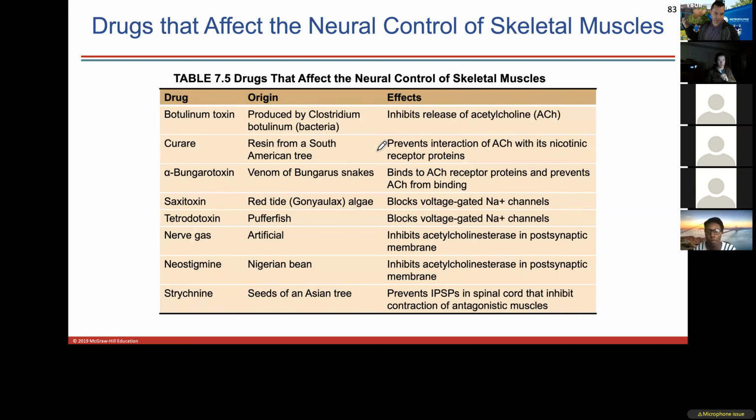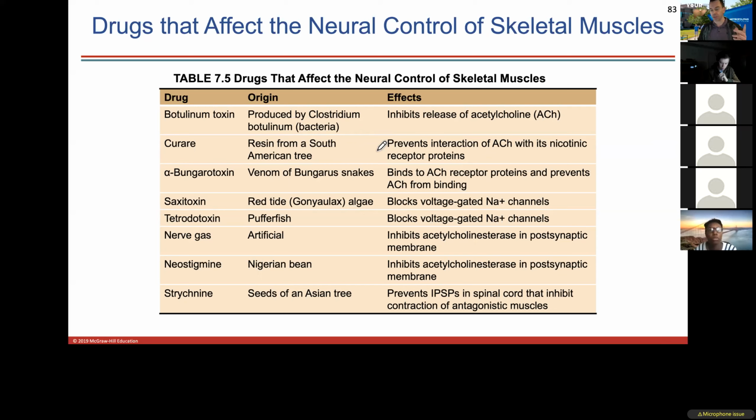I'm not going to ask you, but if you wanted to mess around with some nerve gas this weekend, you can see what it does. It helps to inhibit acetylcholinesterase, so acetylcholine stays in there and it causes a constant firing of the nerve. So the spastic. Strychnine prevents inhibitory postsynaptic potentials in the spinal cord, that inhibit contraction. So that's why you get severe contraction of everything. Don't get any movement.